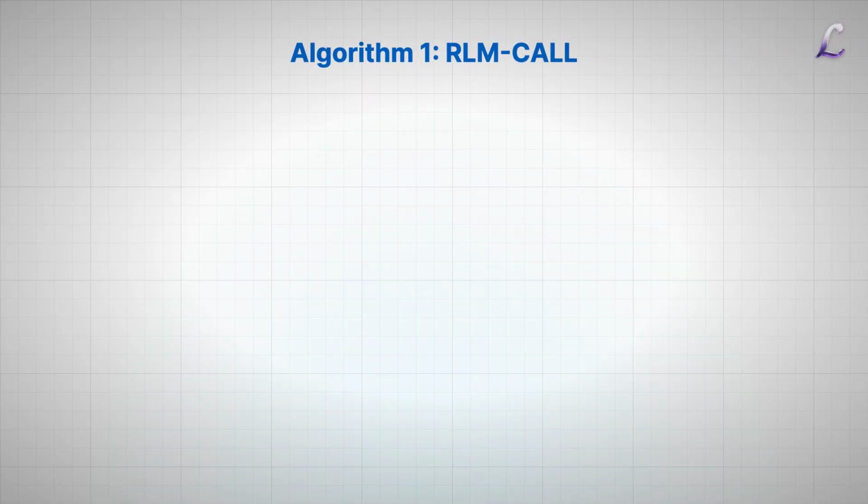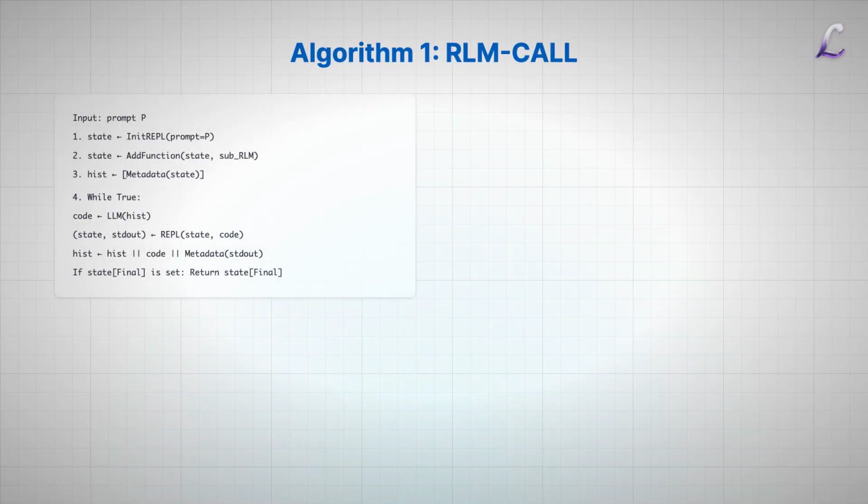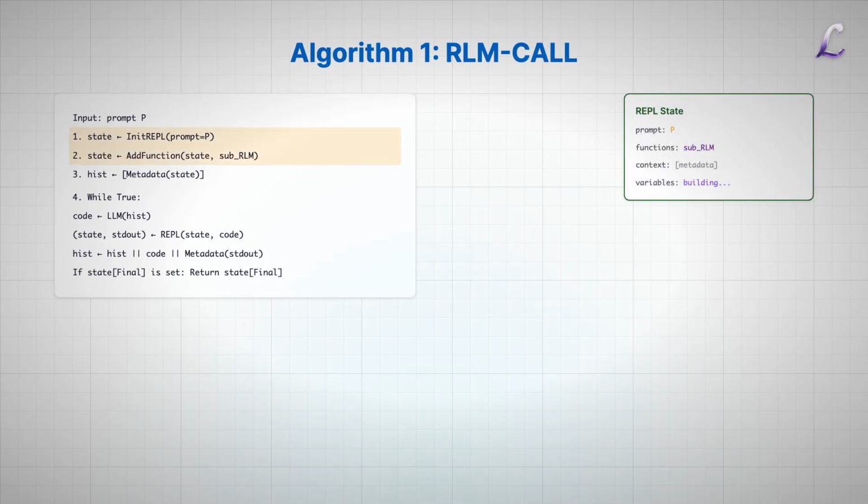Let's trace Algorithm 1. We initialize a REPL where the prompt P sits as a persistent variable. We inject a sub-RLM function. The LLM's actual context window? It starts empty, save for some metadata. Now we enter the loop. The LLM generates Python code. The REPL executes it. Here is the critical constraint.